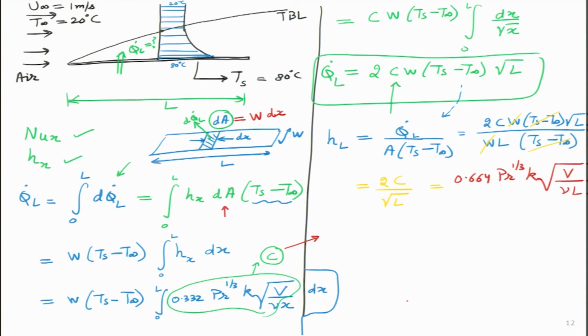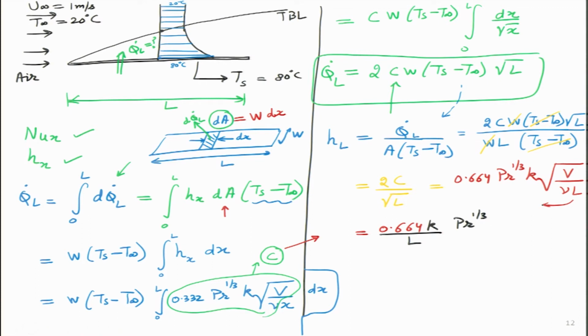Is it correct, or am I making some mistake? I think it is correct. Now, what I can do is pull L outside this particular bracket. So, I want to write it in this form: 0.664. I will use black color. Then I will pull K divided by L into Prandtl to the power 1 by 3.